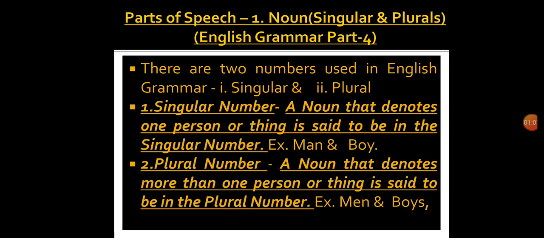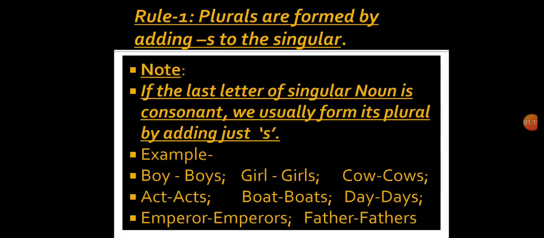Plural number, a noun that denotes more than one person or thing is said to be in the plural number. Example, men and boys. So friends, now I will tell you about the rules of forming plural numbers from singular numbers.